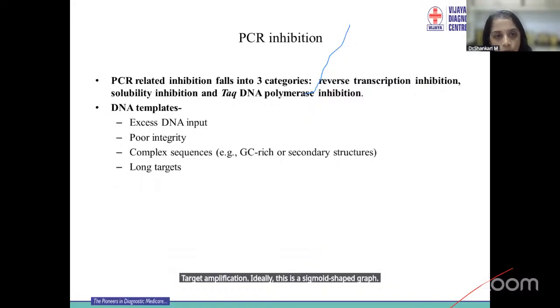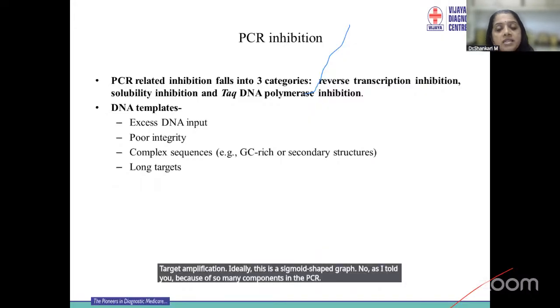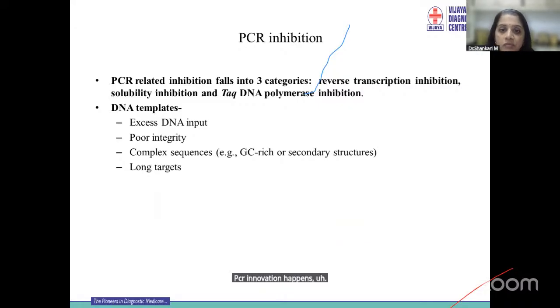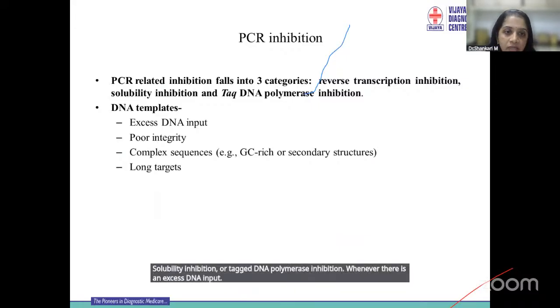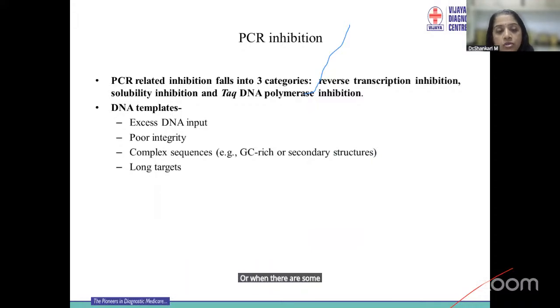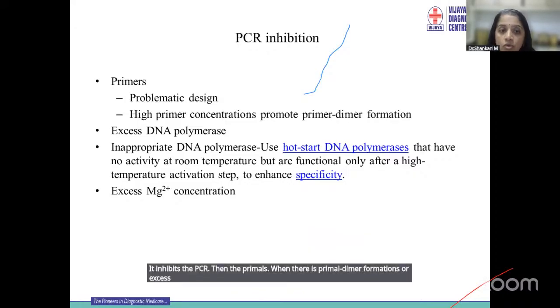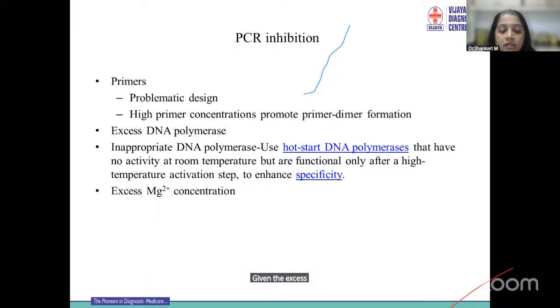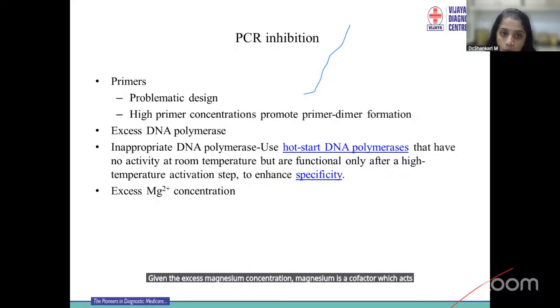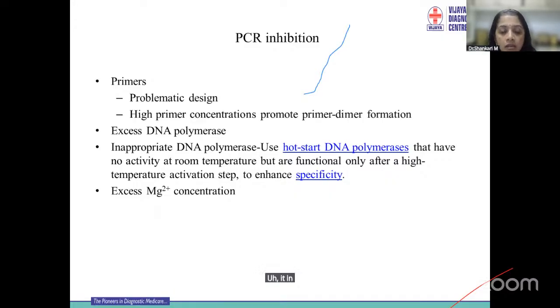Now, as I told you, because of so many components in the PCR, inhibition happens because of three main things. One is the reverse transcription inhibition, solubility inhibition, or Taq DNA polymerase inhibition. Whenever there is an excess DNA input, it also inhibits the PCR. Or when there are some complex structures, or when our target itself is very long, it inhibits the PCR. Then the primers: when there is primer dimer formation or excess DNA polymerase, or even excess magnesium concentration, magnesium being a cofactor which acts along with the DNA polymerase, it inhibits the PCR.